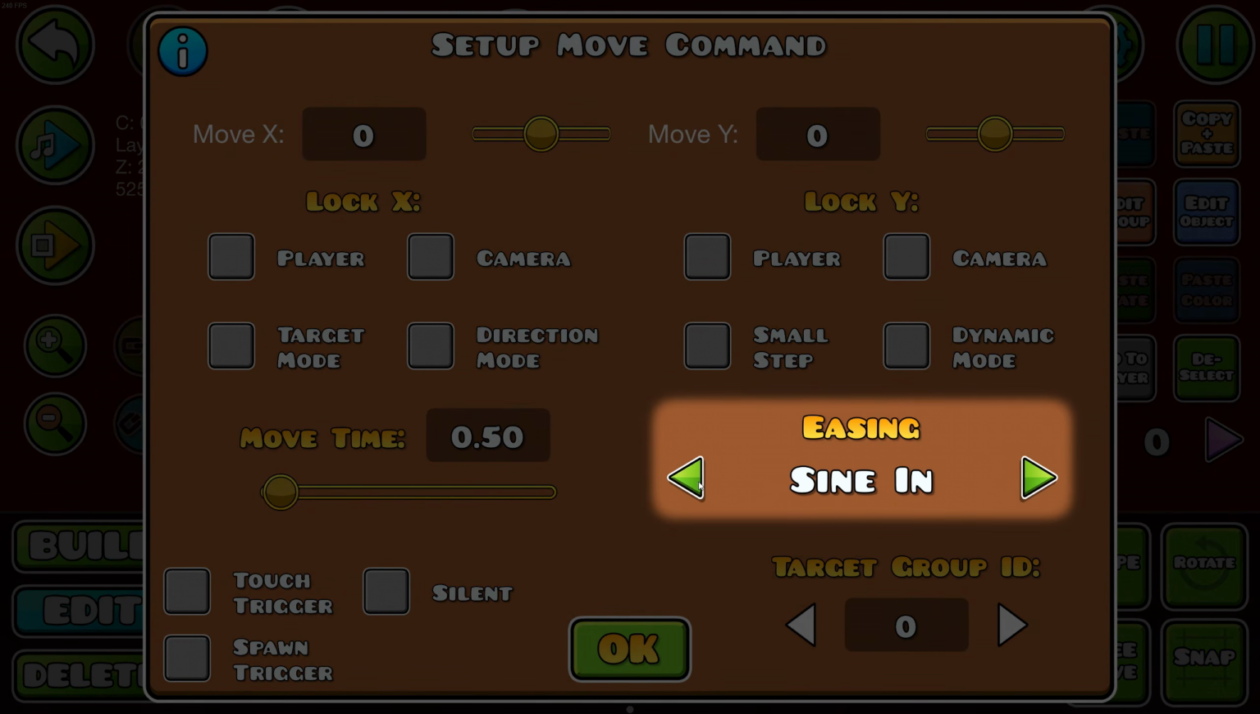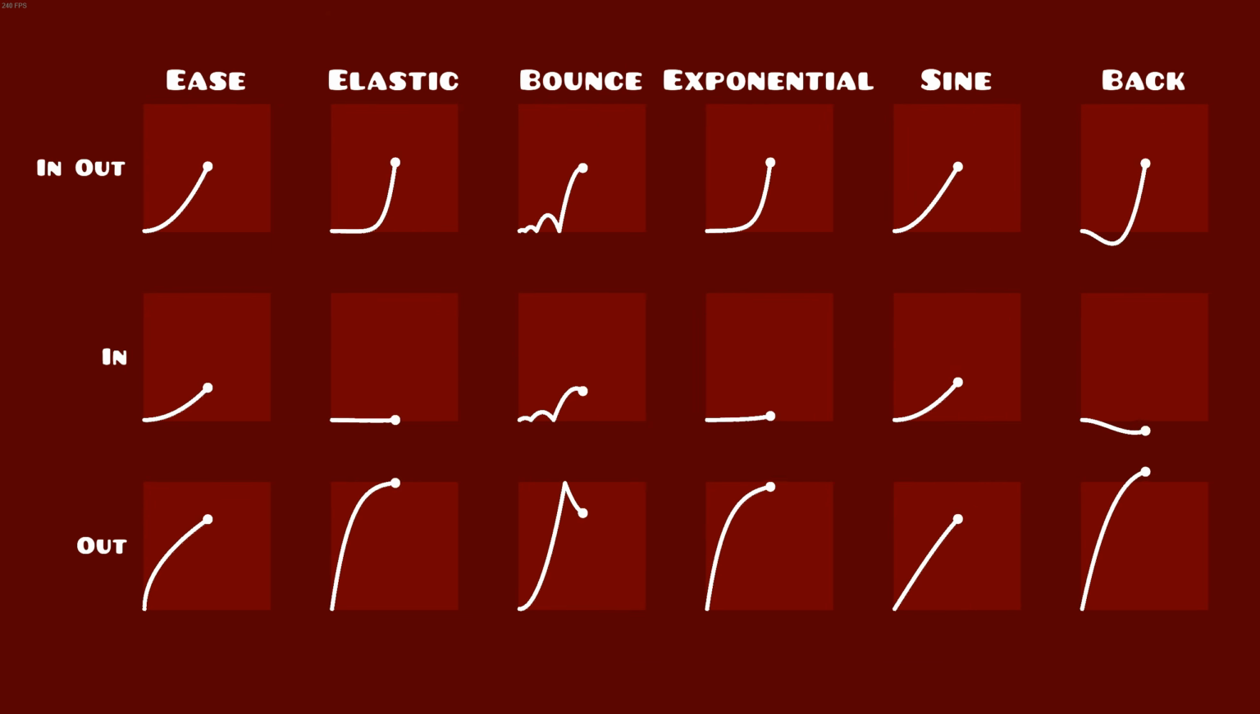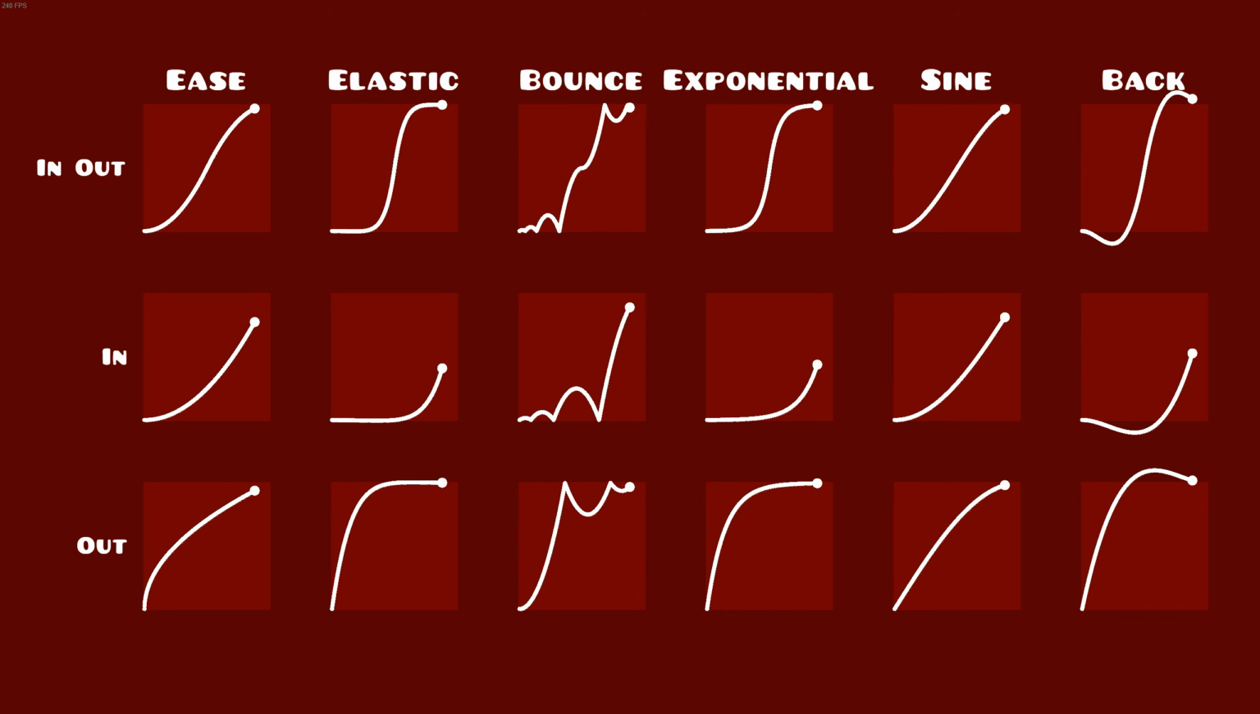This changes the way the movement happens. If none is selected, the object will move linearly. This is what all of the different options look like. Feel free to pause or come back later to find an easing that fits your movement.